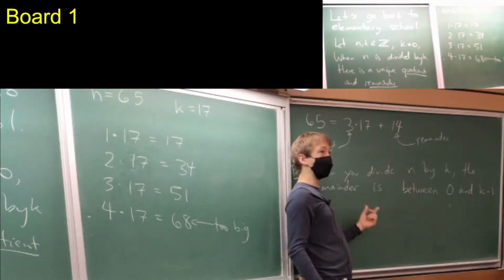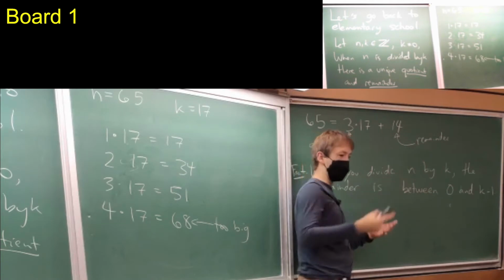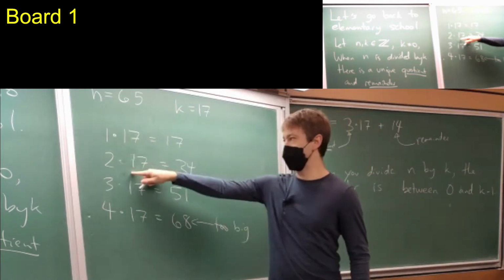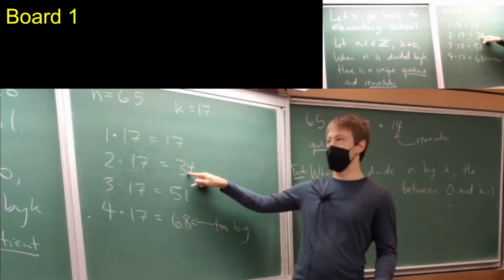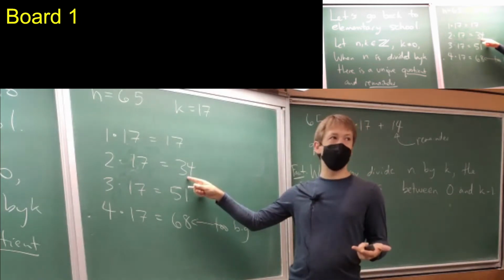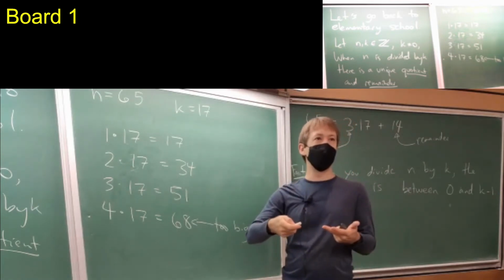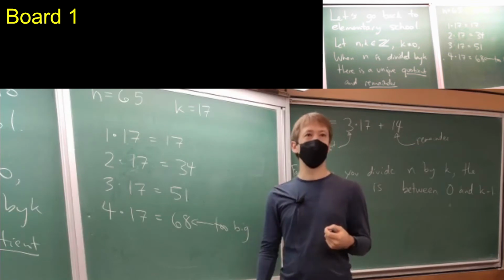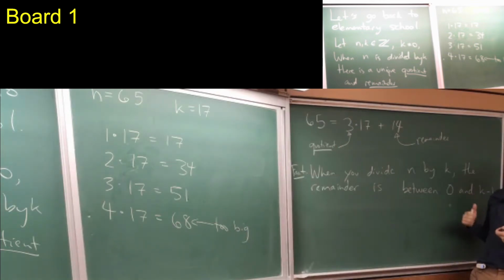If I were trying to divide, for example, when I get to 2 times 17, if I tried to take a remainder right now, it would be 31. But 31 is bigger than 17, so I can take out another 17. So as long as your remainder is bigger than k, you can keep taking out more k's. So it should be between 0 and k minus 1.